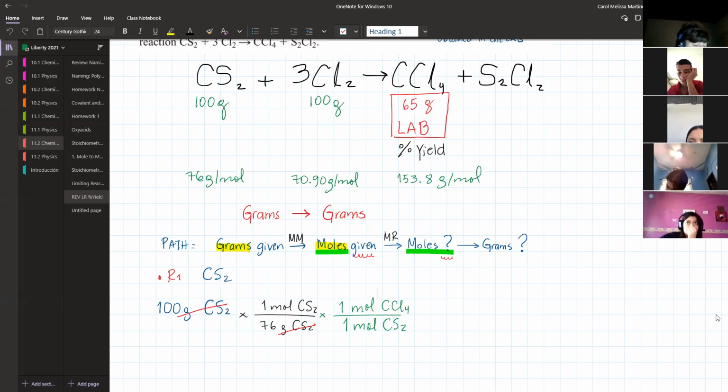And now we go to the last part, that is from moles unknown to grams unknown. What am I going to use? Molar mass or molar ratio? Molar mass of the product. Okay? So this will be in 1 mole of CCl4, you have a molar mass of 153.8 grams of CCl4.